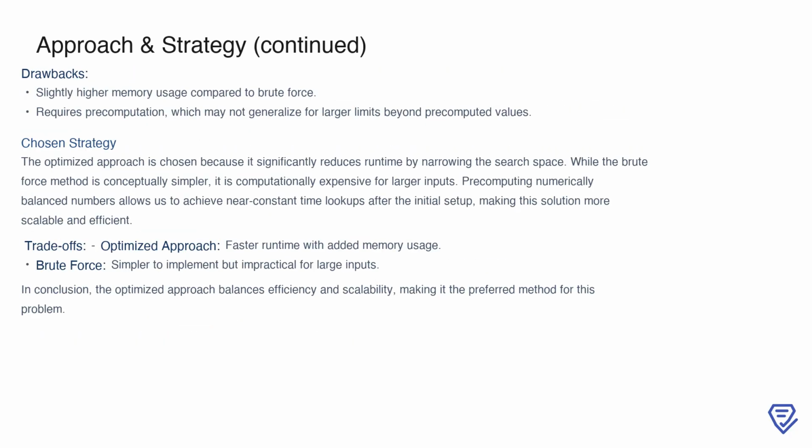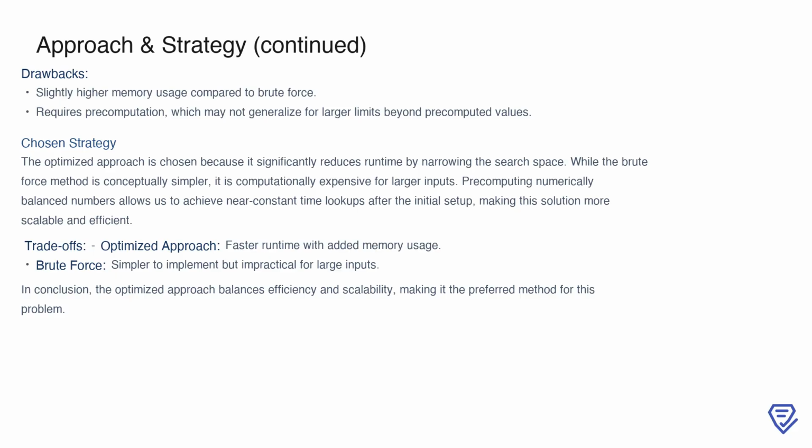While the optimized approach significantly reduces runtime, it does come with some trade-offs. One drawback is the additional memory required to store the pre-computed list of numerically balanced numbers, which could be a consideration for environments with limited resources. Furthermore, the pre-computation step is specific to a certain range, such as up to 10 to the power of 6, and may not generalize to problems with larger input limits unless the range is extended.